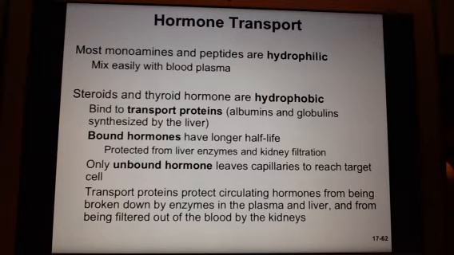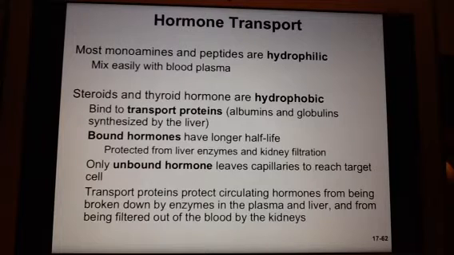So they bind to transport proteins. Some examples are albumins and globulins. And these transport proteins basically carry the hormone through the blood. It's called a bound hormone if it is riding along on a transport protein, or an unbound hormone if it is by itself. A bound hormone riding on a transport protein has a longer half-life, which basically means it's protected. The protein is protecting it from breaking apart, and it has a longer life.